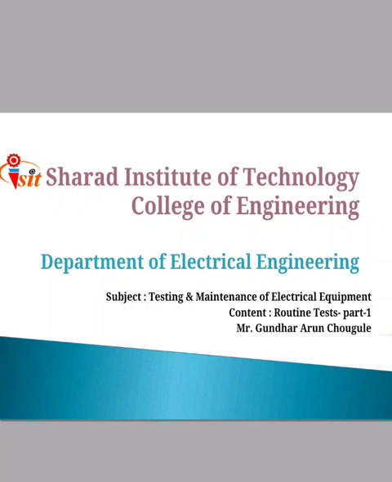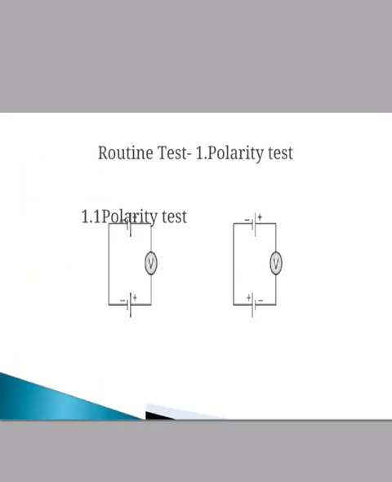The importance of the routine test is that you have to check the operational characteristic or operation of that equipment with the standards. We have to compare the operating data with the specified values given by the manufacturer. We have to compare the data and we have to maintain the equipment properly. Then the first test we have to discuss is the polarity test.